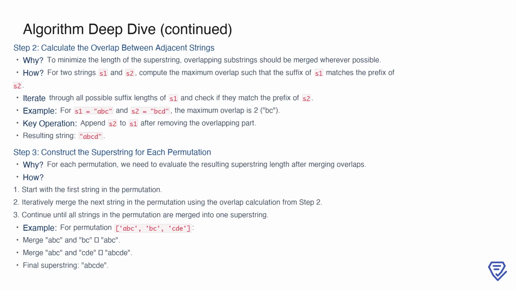After identifying the overlap, we merge the strings by appending the non-overlapping part of the second string to the first. In this example, merging ABC and BCD results in ABCD. Following this, we construct a superstring for each permutation by iteratively merging strings using the overlap calculation. For the permutation ABC, BC, CDE, we first merge ABC and BC to get ABC, then merge ABC with CDE to form the superstring ABCDE.